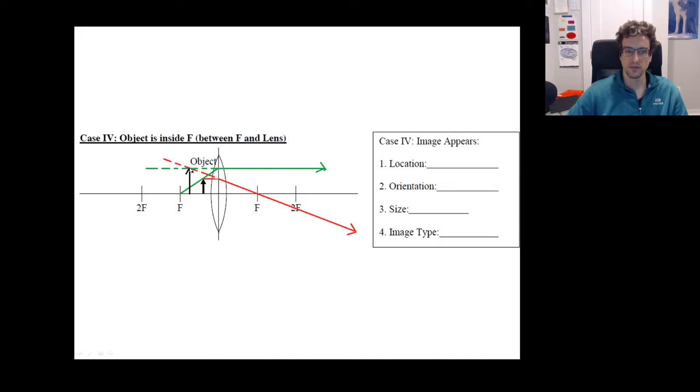Okay. And so this image is going to be bigger, upright. It's going to be behind the object. The best way to describe this image is it's behind the object. It will generally be closer than F, but that's not really the point. The point is it's got to be behind the object. This is a virtual image. This is the magnifying glass, right? You hold it over something, and you look at it, and you should see a larger image of it.